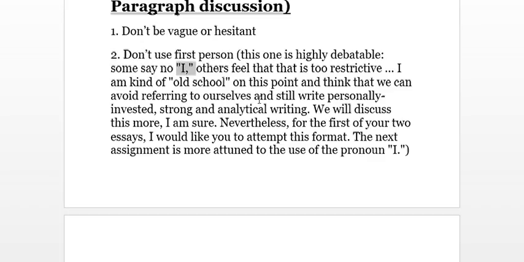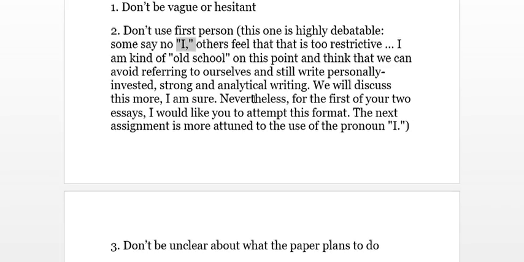Also, you might try to avoid your own experience of the issue, because you're really working on analyzing essays that you have read, as opposed to showing the things that you already think. Okay.